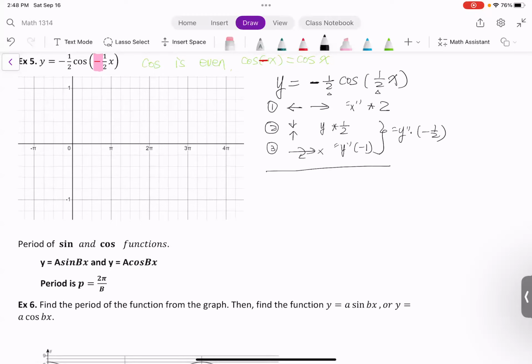We can find the key points for the cosine first. I will draw a small chart. We have no space, so on the top we have x, and at the bottom we have cosine x. What does the cosine look like? From peak to peak, from 0 to 2 pi. So this is 0, this is 2 pi, and this is the middle.